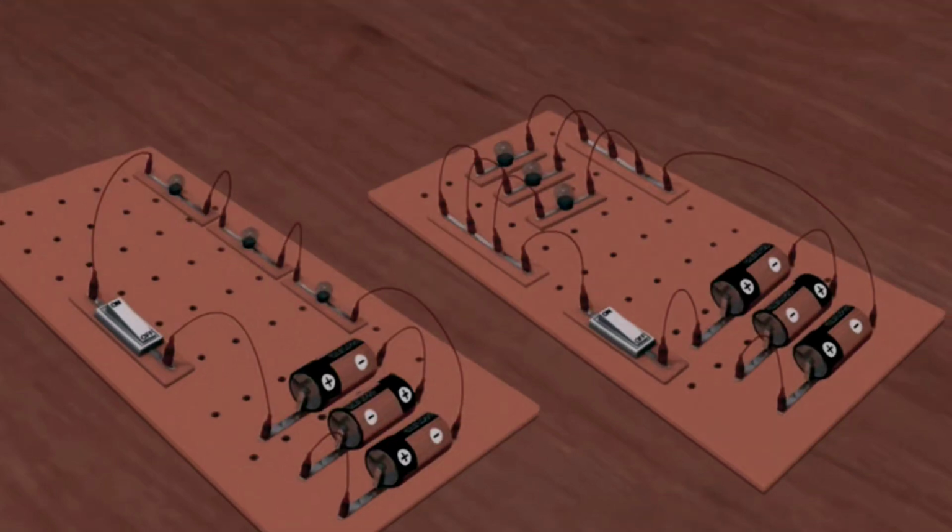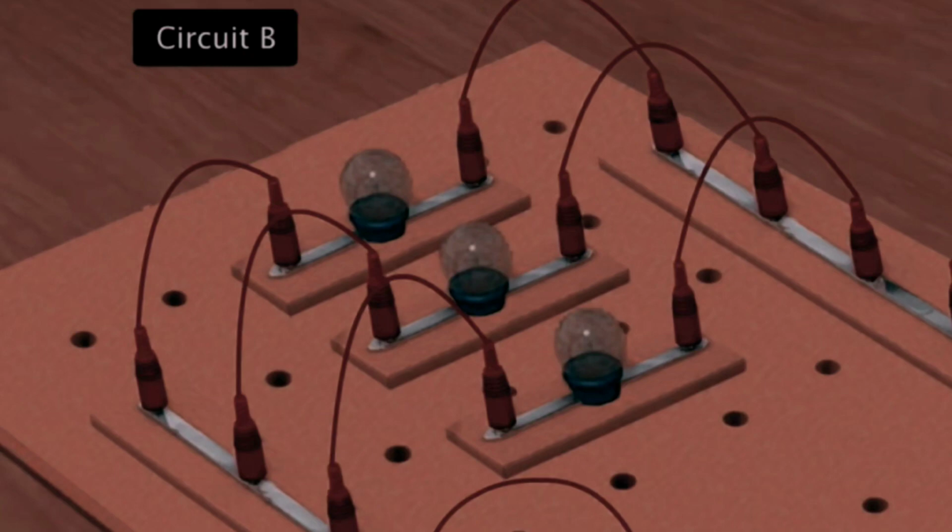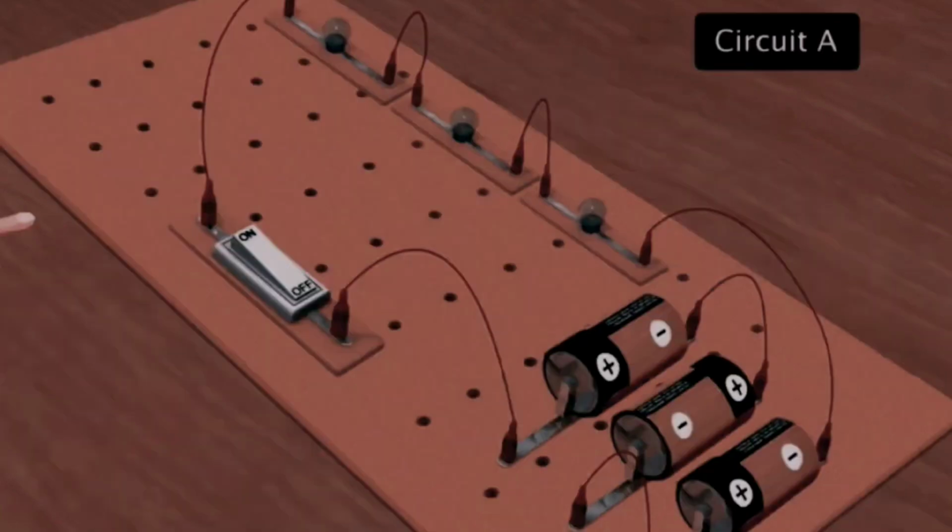In circuit A, the bulbs are connected in series. In circuit B, the bulbs are connected in parallel. Let's see how both circuits behave.